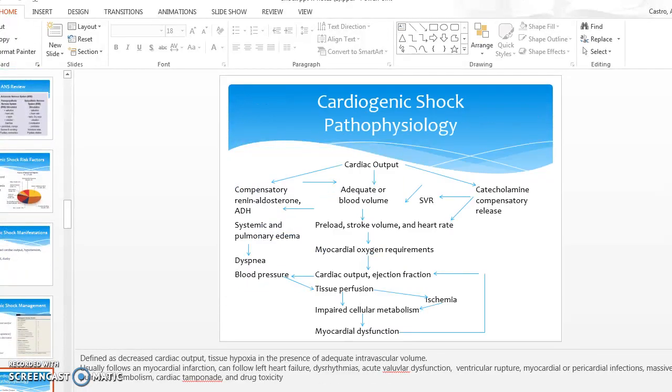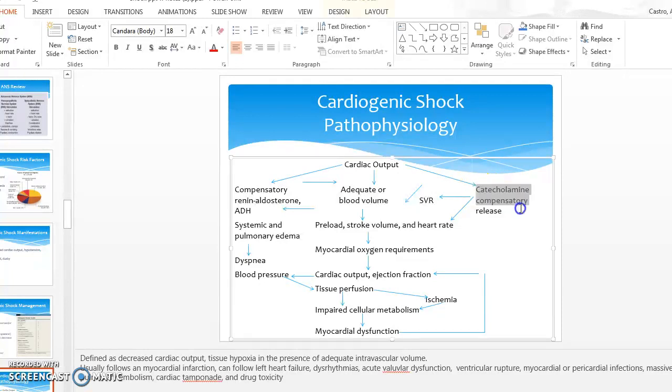So go down to slide 27 from here. I posted the whole PowerPoint for you guys. So this is what happens in cardiogenic shock. We have a decrease in cardiac output. All these compensatory mechanisms start to get affected. We see an initial increase in preload, stroke volume, and heart rate, which increases our myocardial oxygen requirements.